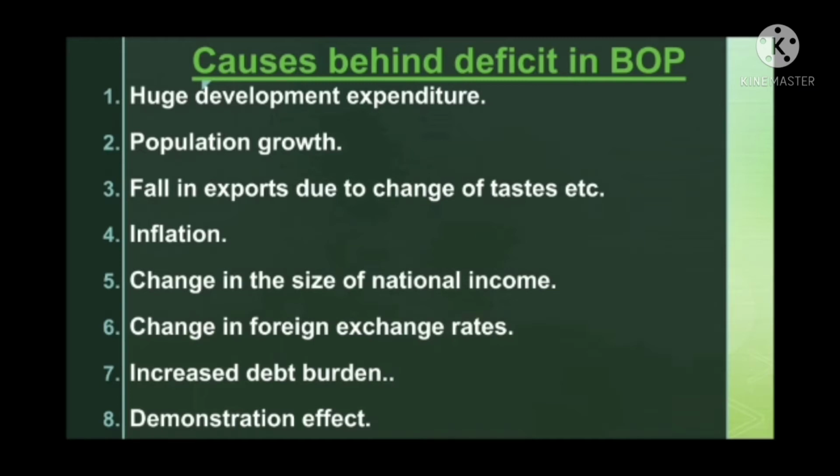Point number 2 is population growth. A country with a high rate of growth of population often faces an adverse balance of payments. Point number 3, fall in exports due to change of taste, etc. The exports of a country depend on the foreign demand for the goods produced by the country. Sometimes, due to reasons beyond the control of this country, the foreign demands fall.